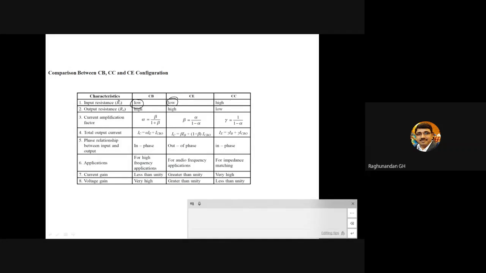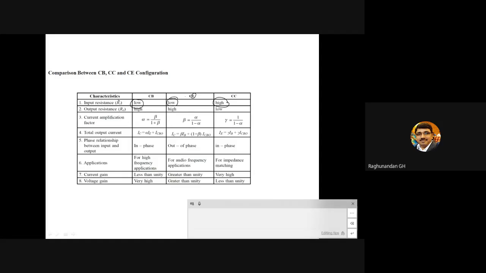and in common collector configuration it will be high, because we will be taking the output across emitter, but at the input side we will have collector as well as base, so automatically it will increase. But in common emitter configuration it will be low, because at the input side we have the terminal base as well as emitter. When base and emitter are there, automatically the resistance will decrease, because emitter is having the least resistance.